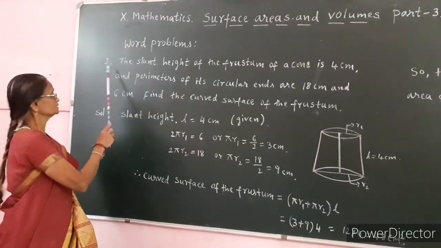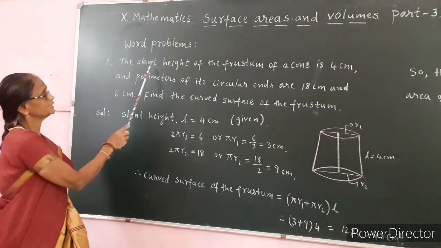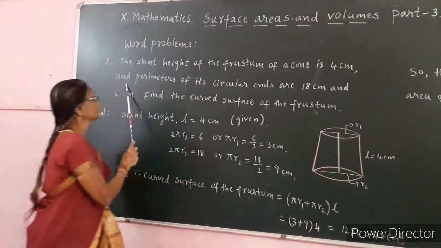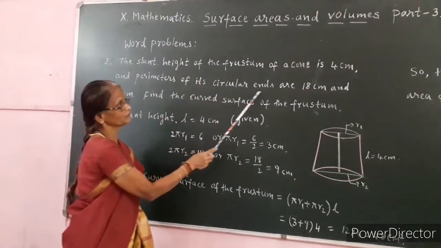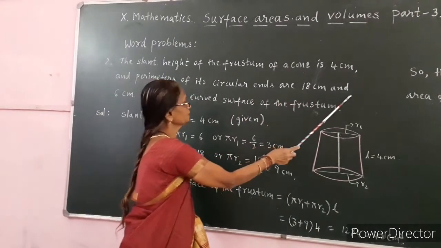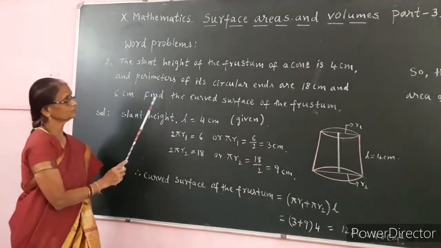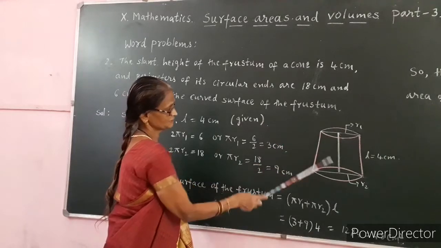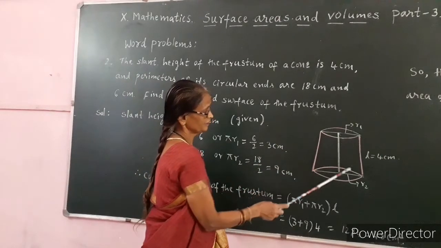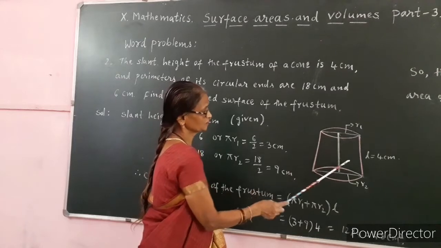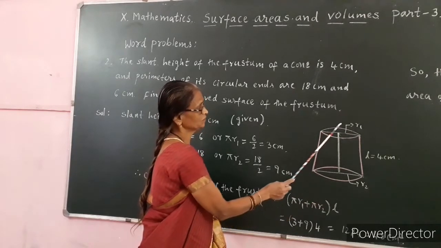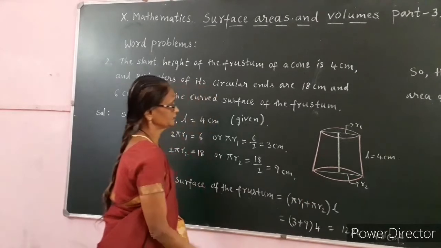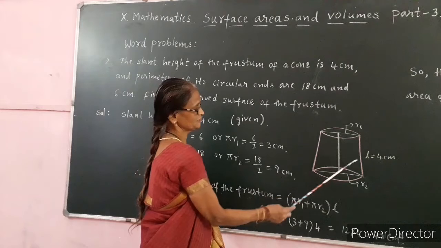Understood, children? Problem number 2. The slant height of the frustum of a cone is 4 centimeter and perimeters of its circular ends are 18 centimeter and 6 centimeter. Find the curved surface area of the frustum. This is a frustum. These two are the circular ends. The perimeter of the circular ends is given. We have to find out R1 and R2. Slant height is given, that is 4 centimeter. Now we have to find the curved surface area of a frustum.